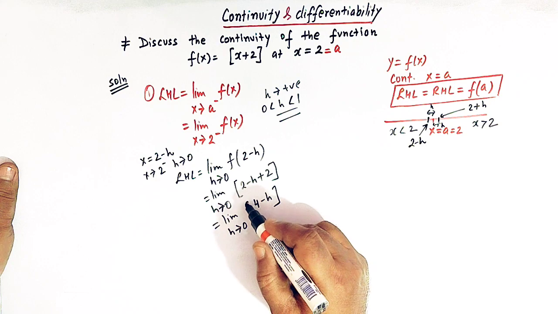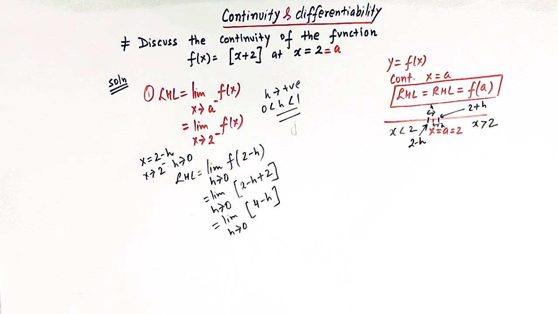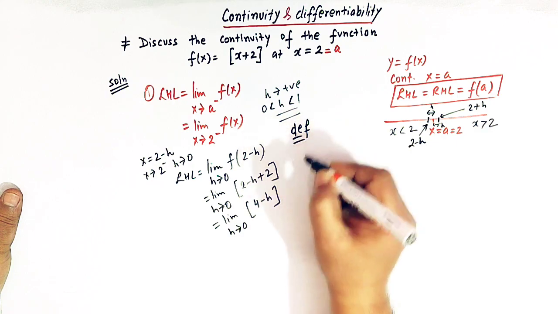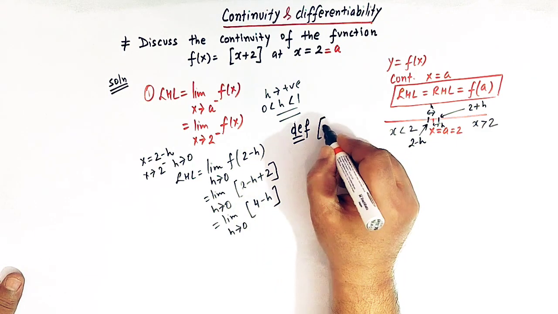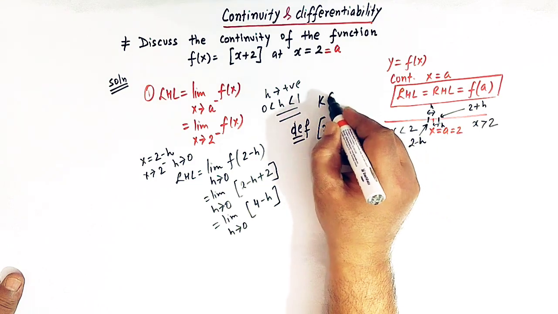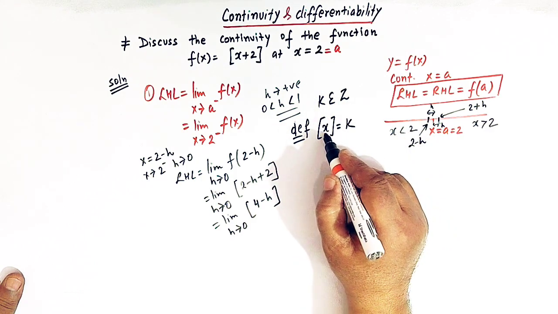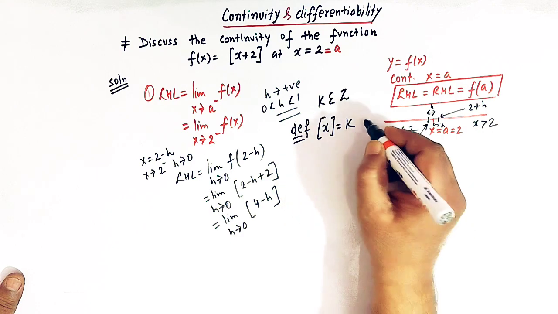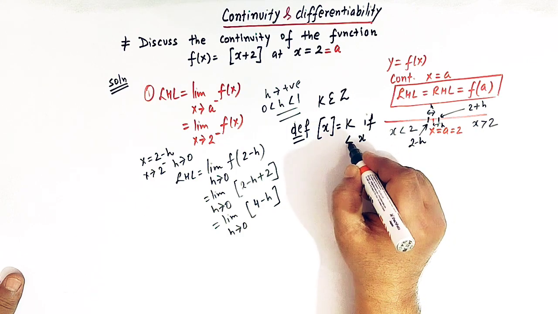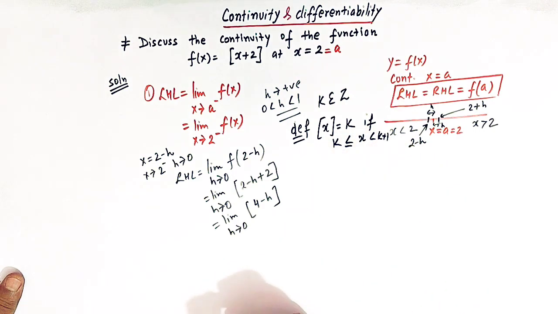So what we will do is make use of the definition of the greatest integer function. The definition says that the greatest integer of x is equal to k, where k is some integer, in the set of integers Z, if we have this condition, that x is greater than or equal to k but less than k plus 1, right?